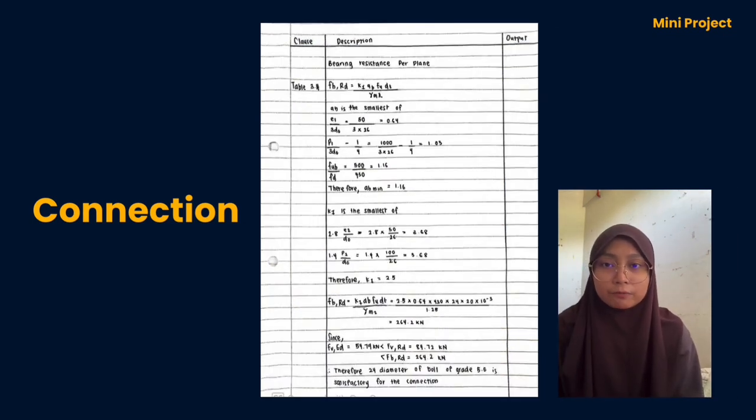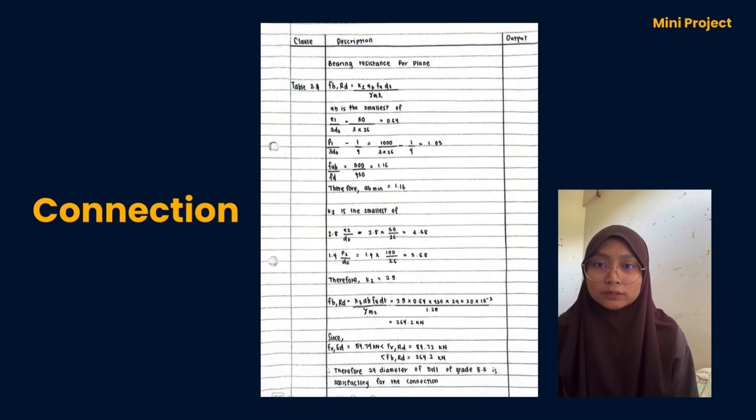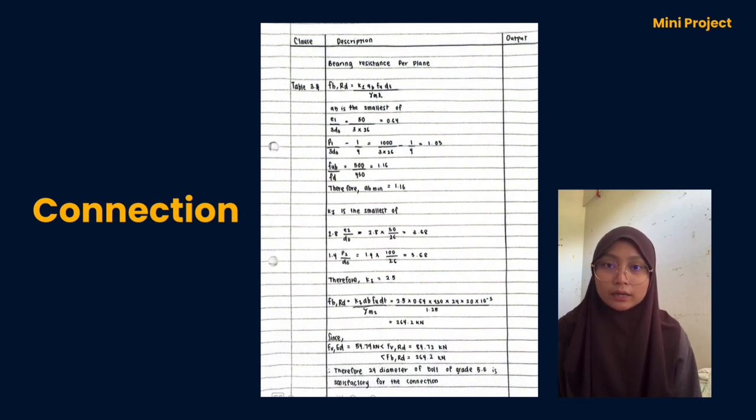Next, we check the bearing resistance. From the formulas we calculate alpha b is equal to 1.16, k1 equals 2.5, FbRd is equal to 264.2 kN. Since both shear and bearing resistance are greater than applied load, a 24mm diameter bolt of grade 5.6 is satisfactory for the connection.